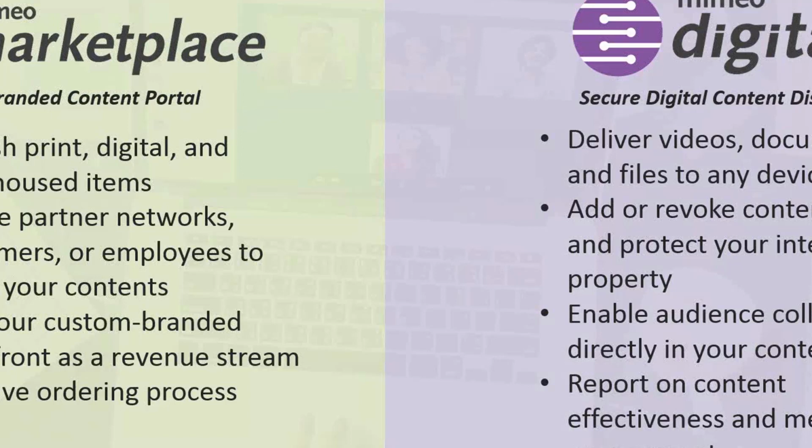So you basically upload your documents to Mimeo Print, you create them like we just saw, you publish them to the Marketplace, and you publish your warehoused items or your digital items. And then you can enable third parties or employees or even customers to order and purchase your content. So this is really ideal for when you have third parties or intermediaries who need your content, like franchise locations or channel partners.